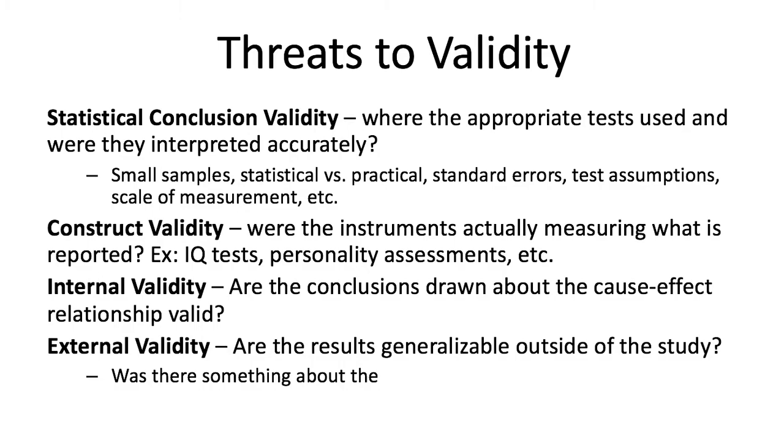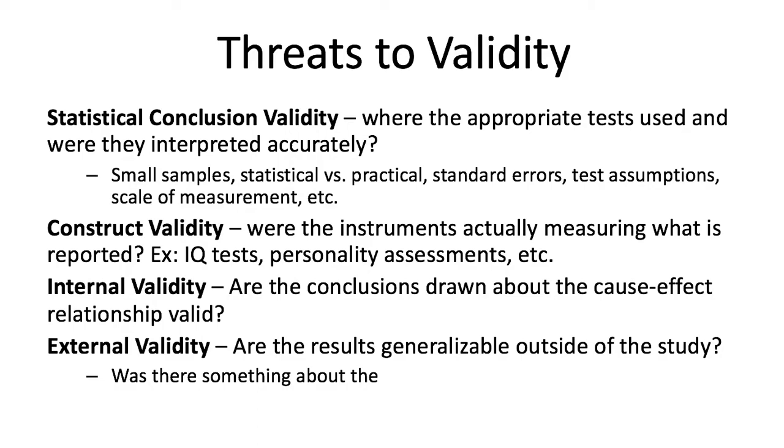The second one is construct validity, and what you're really looking at here are the instruments that are being used. So if you decide to use somebody's measure for depression or anxiety or post-traumatic stress disorder, you need to know whether or not those instruments have been validated. In other words, did they give you reliable and valid results?